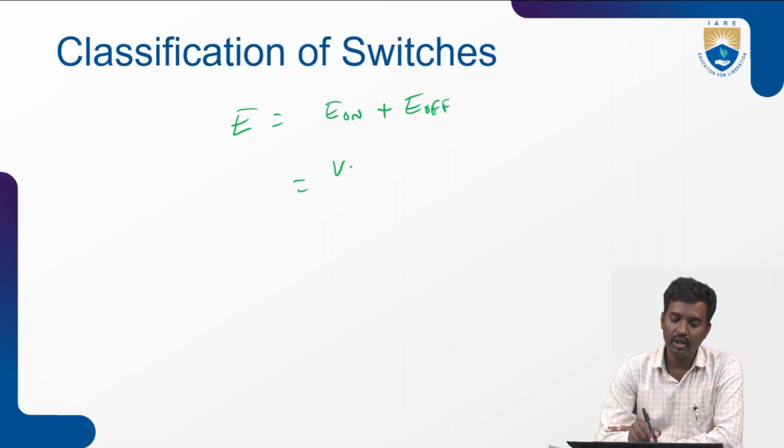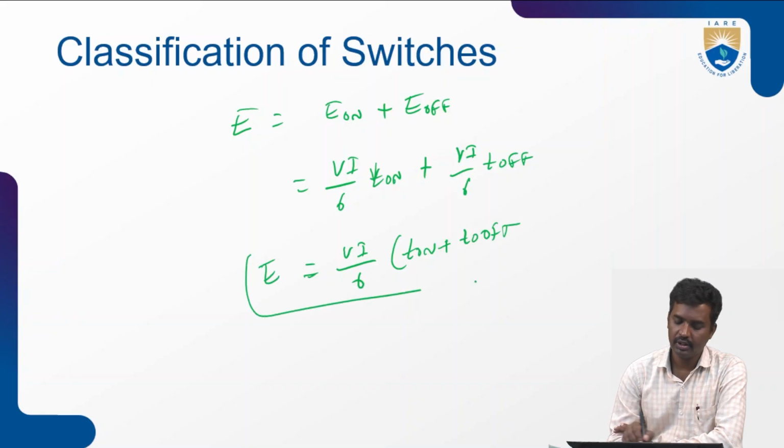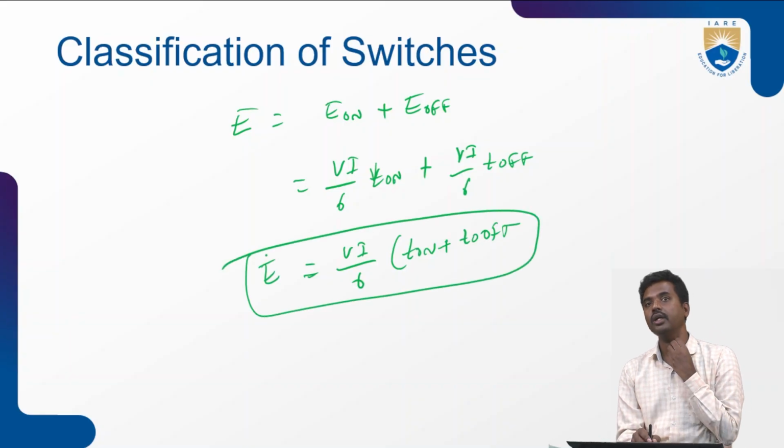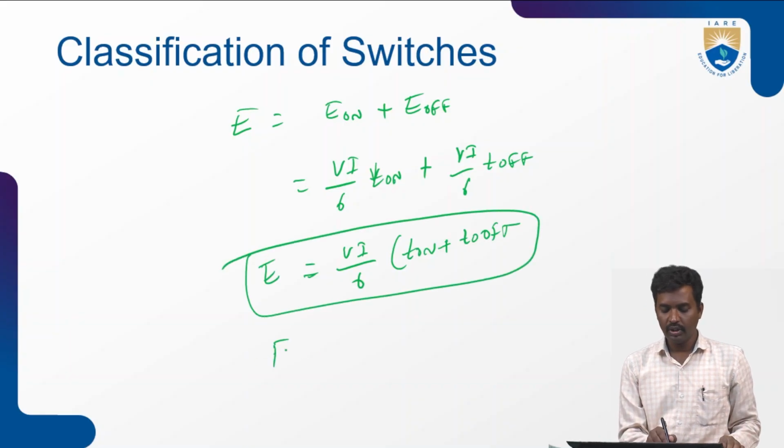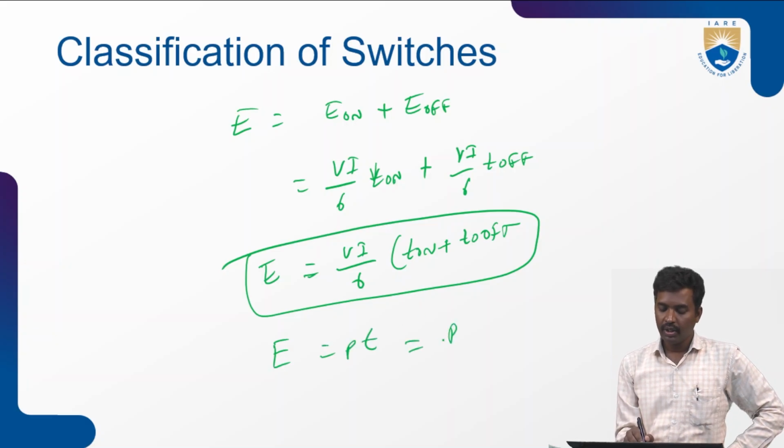So that equals V into I by 6 T on plus V by I by 6 T into T off. That equals V I by 6 times (T on plus T off). So that is the complete energy. Now power equals E equals P into T, and that equals P into P by F. T means time period, the reciprocal of frequency.